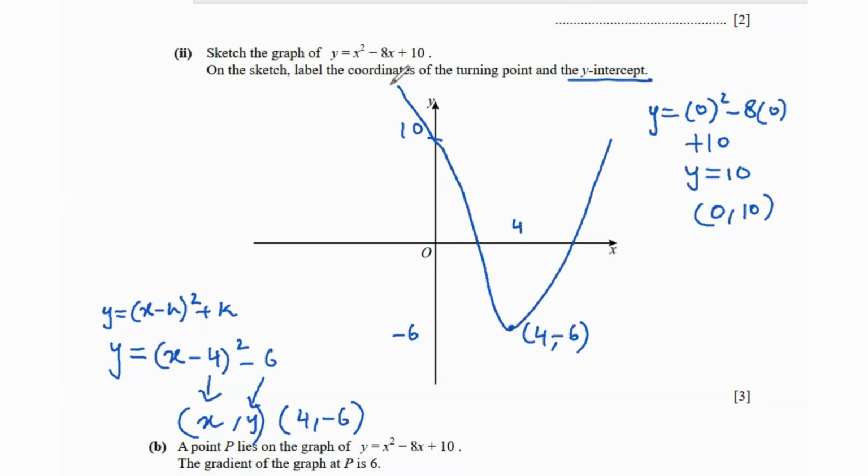And this is your quadratic graph. I know it's a very rough, ugly looking graph, but the basic graph is going to be like this. It has to pass through the y-axis at y equals 10. And over here, the turning point is going to be at (4, negative 6). If you've covered these points, you will get your mark.